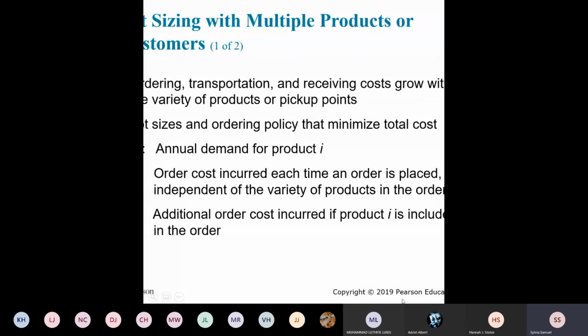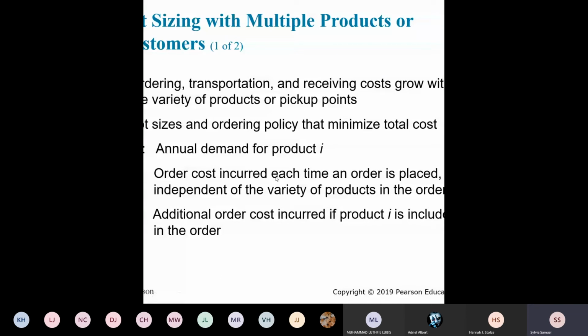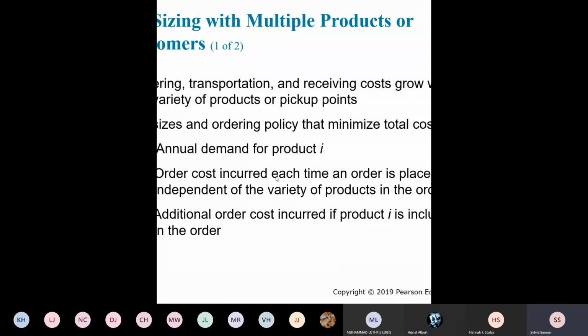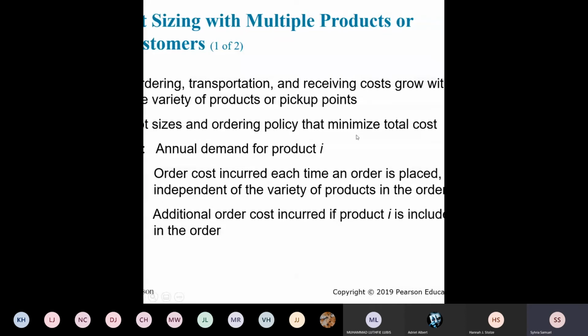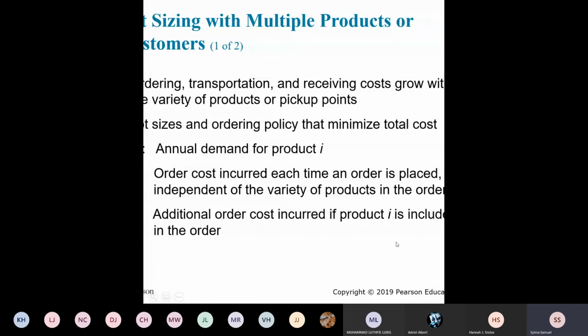So next, ordering, transportation, receiving cost grow with the variety of the products or pickup points. Again, this is the formula: D_i, annual demand for product i. If you have your textbook, it's on page 288, 11.3, at the bottom there. And S again stands for order cost. S_i, additional order cost incurred if product i is included in the order. So the formula looks like this.